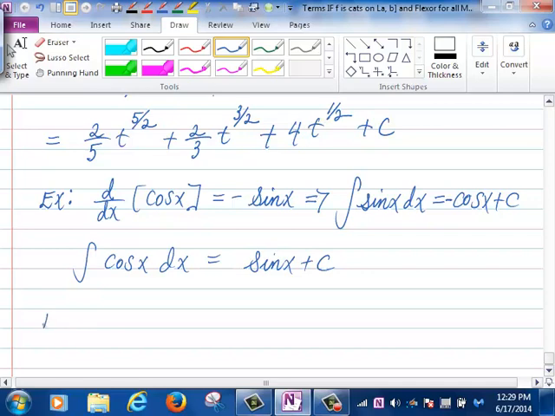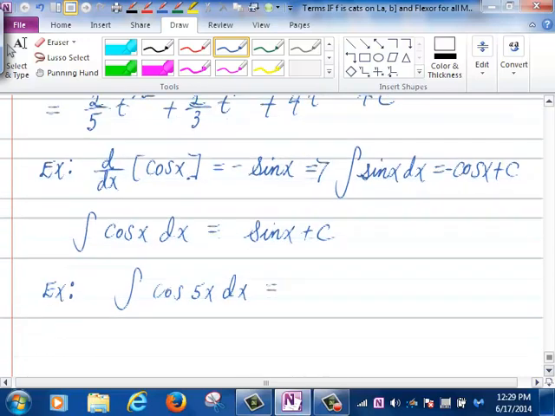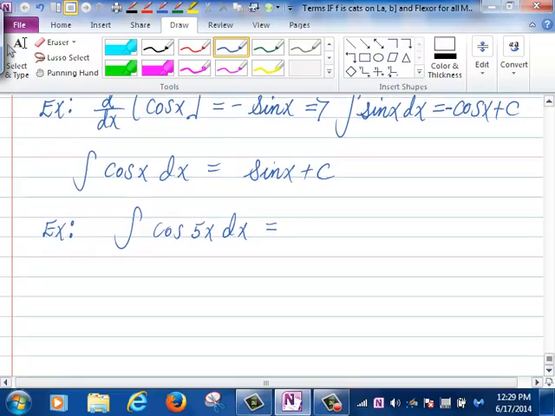Before I let you go, sometimes you see things like this. What's the integral of cosine 5x? Can someone find an antiderivative of this guy? What is the antiderivative of cosine 5x? Well, you know that it has to be something like sine 5x, right? However, what's the derivative of sine 5x?